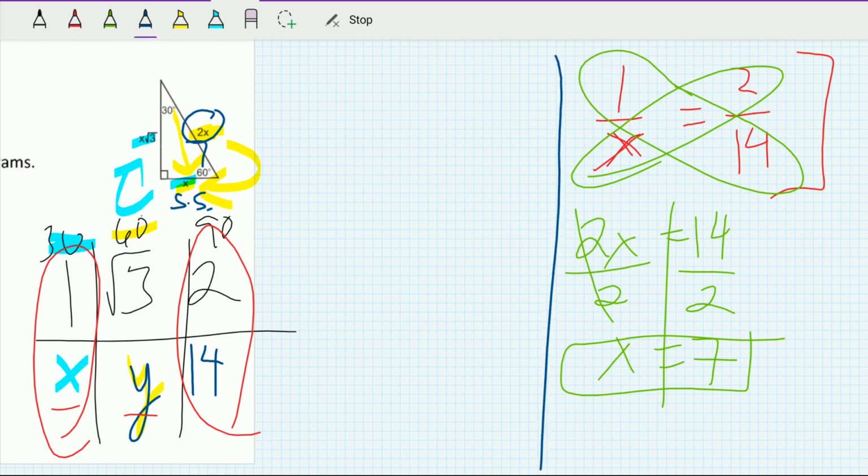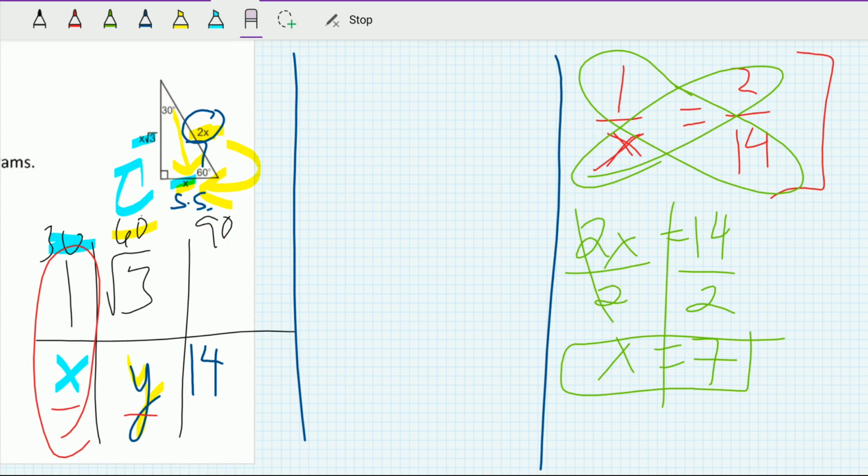I'll draw a line there to not confuse us, the work. So now, we solved for x, now let's solve for y. Now I obviously need the y. And so, oops, sorry, I erased that one. That's not 1, that's 2.